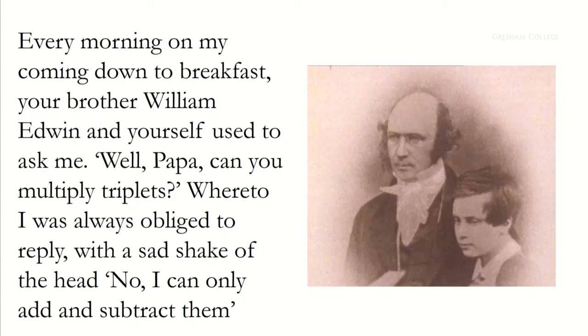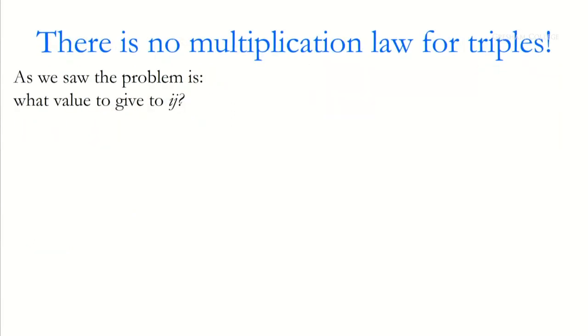All his attempts failed because Hamilton wanted to construct a way to multiply triples which had similar properties to those enjoyed by the real and complex numbers. And he spent over a decade on the problem. But the strange thing is that if he suspected it could not be done, then that's easily proved. I'm going to show you now, there's no multiplication law for triples.